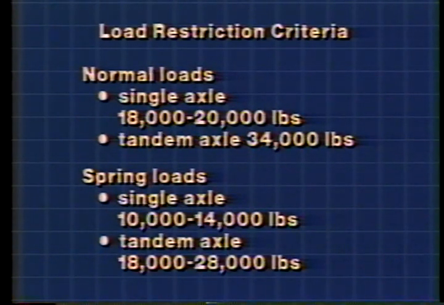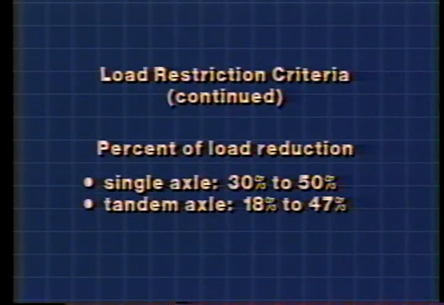For most agencies, normal load limits are 18,000 to 20,000 pounds on a single axle and 34,000 pounds on tandem axles. Spring load restrictions generally range from 10,000 to 14,000 pounds for single axles and 18,000 to 28,000 pounds for tandem axles. Weight is reduced 30 to 50% for single axles and 18 to 47% for tandem axles.